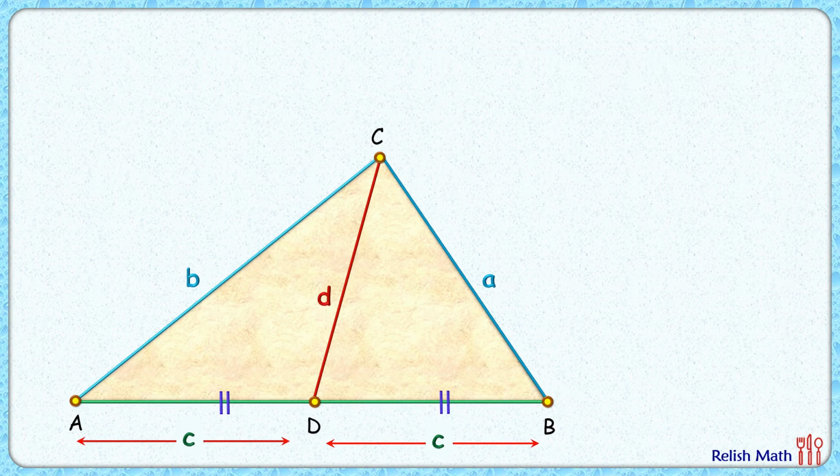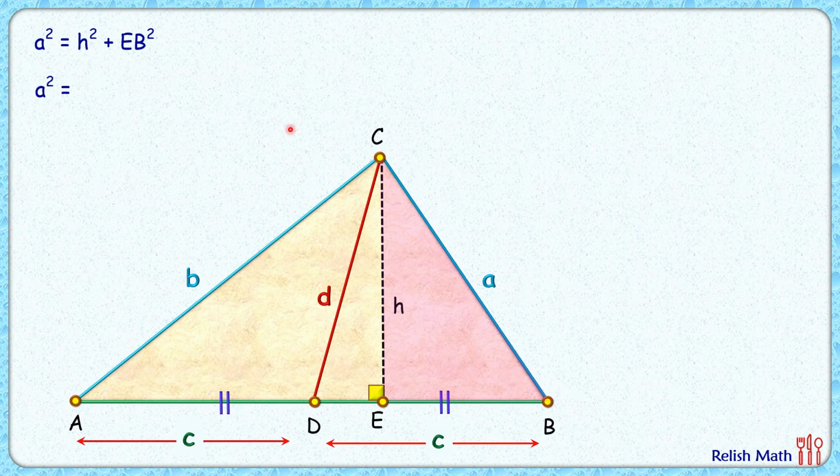Well, the theorem proof is quite simple and straightforward. To start with, we'll draw an altitude from vertex C on the third side length, and let's assume this height is h centimeter. Now in this right angle triangle CEB, applying Pythagoras theorem, we'll get a square is h square plus EB length square.